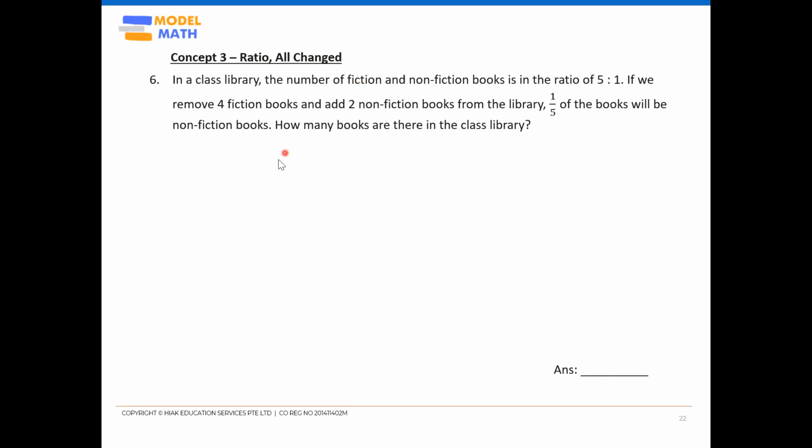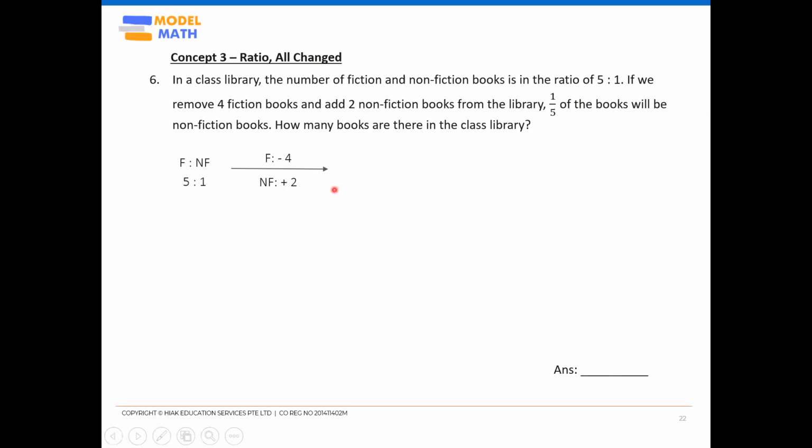So fiction to non-fiction, F to NF, 5:1. We're going to show the change. If I remove 4 fiction books, remove means it's a decrease, so fiction minus 4. And I add 2 non-fiction books, so it's an increase, so plus 2.